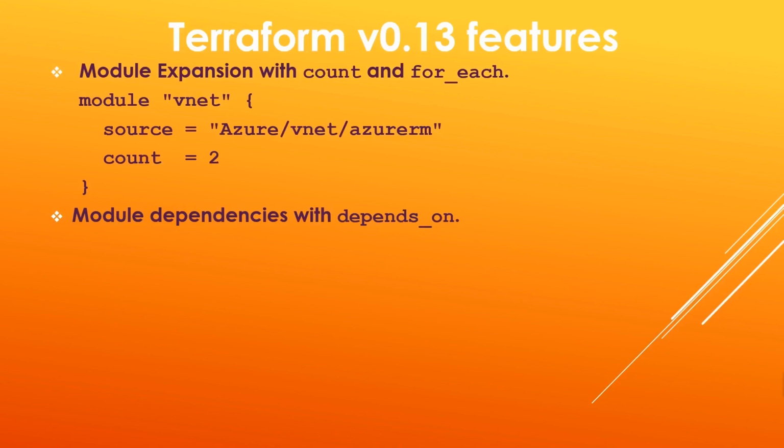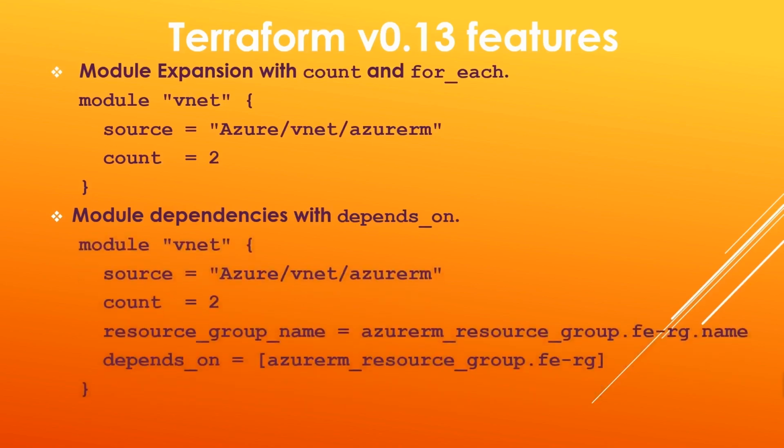In Terraform version 13, it also supports module dependencies and you can define explicit dependencies using the depends_on expression. So if you define an input variable value using interpolation, for example a resource group name, azurerm_resource_group.ferg.name, then you have to define explicit dependencies using depends_on and, inside square brackets, the resource ID of the depending resource. So in our case it will be azurerm_resource_group.ferg. Here I'm defining an input variable resource_group_name where the name of the resource group is interpolated from the resource group block. Now I'm passing this interpolated value, but I have to define depends_on by using the depends_on expression and defining the resource ID of the depending resource.